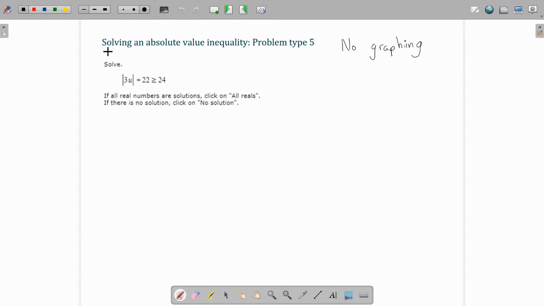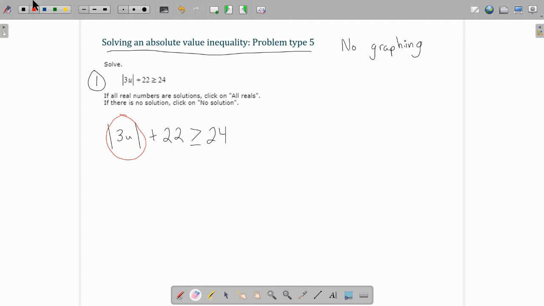Okay, next topic, solving an absolute value inequality problem type 5. There's no graphing here. You just have to write down the answer. So we're going to follow those same rules, and we have to do the extra piece. So the first thing you want to ask yourself is, I want to isolate my absolute value of 3u. So I want to get that all alone. So how do I get rid of this plus 22?